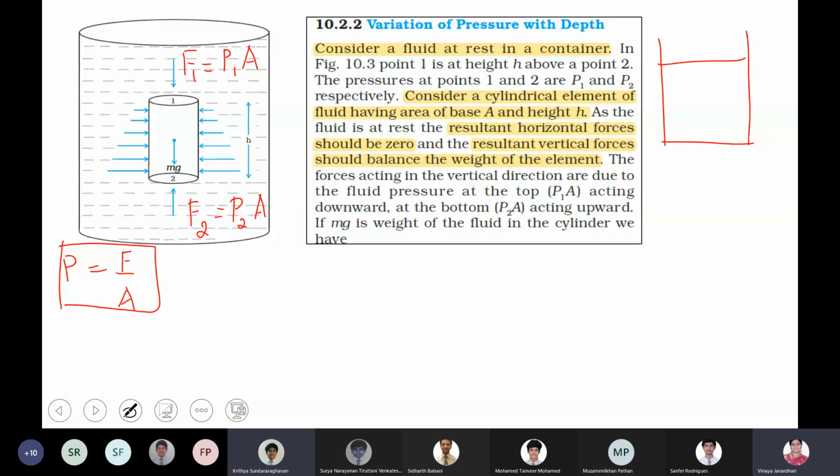Yes, ma'am. In the previous chapter, we did that graph, right? Stress versus strain graph. Yes, ma'am. You want me to upload? I'll upload.